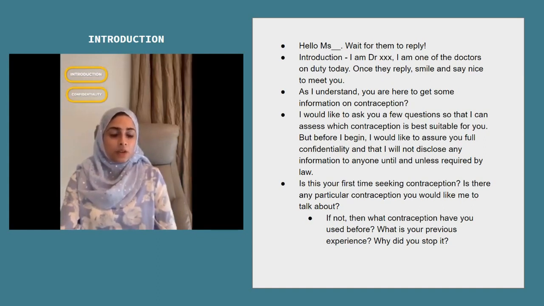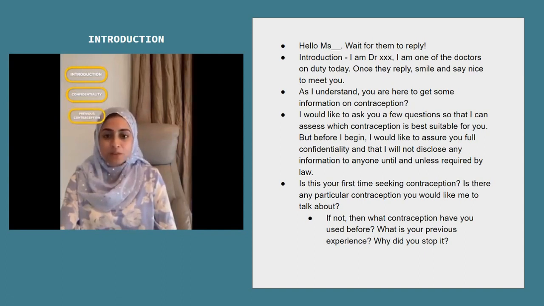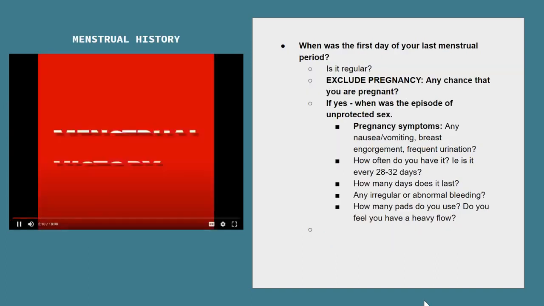And then you can ask more questions such as, is this your first time seeking contraception? And if not, have you used any previous contraception? How was your experience with it? Why did you stop? Or why do you want to change to another form of contraception? And then once you've gauged that initial encounter, you can move on to taking the menstrual history from your patient.